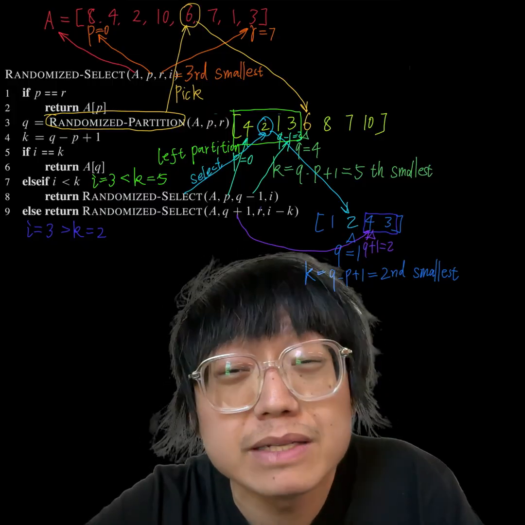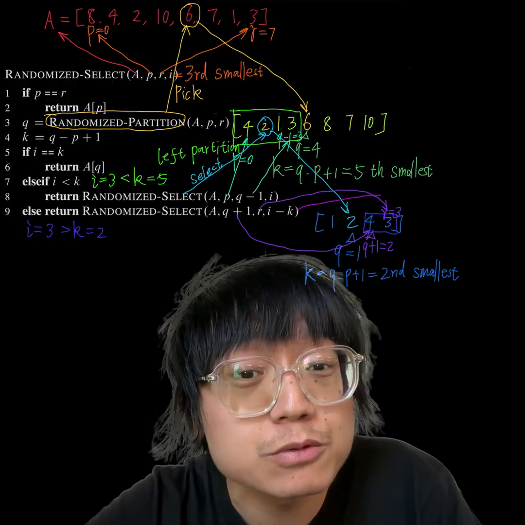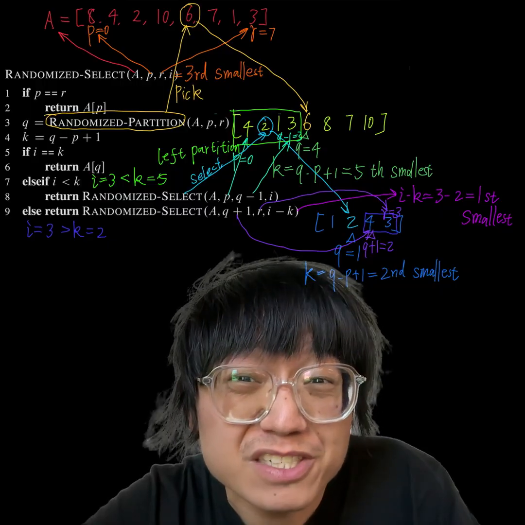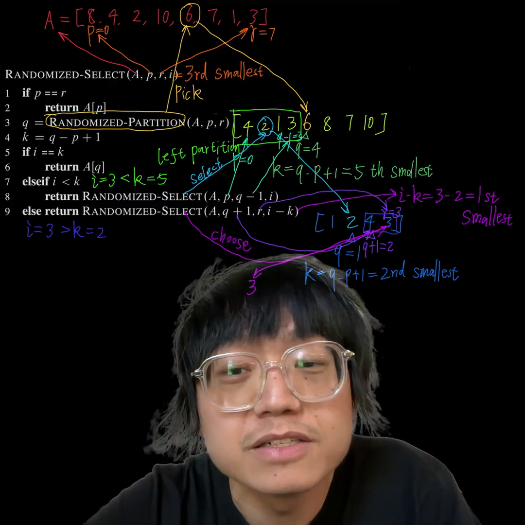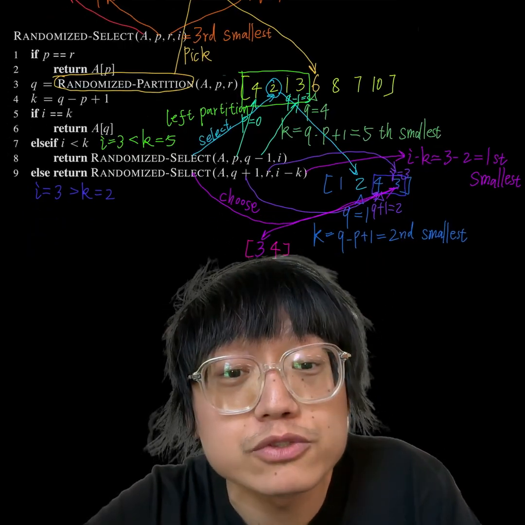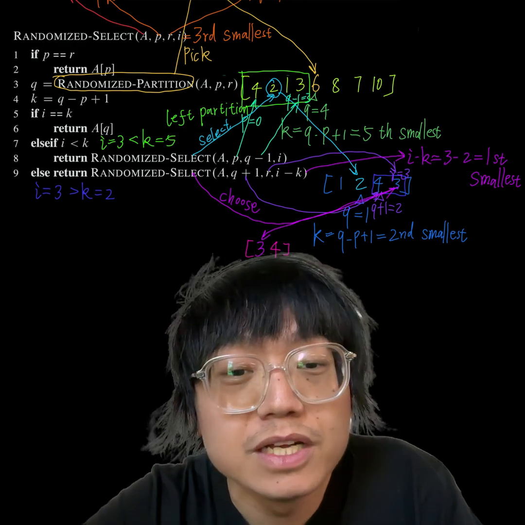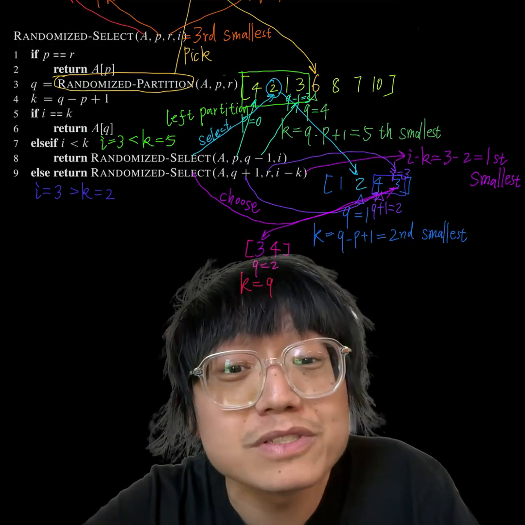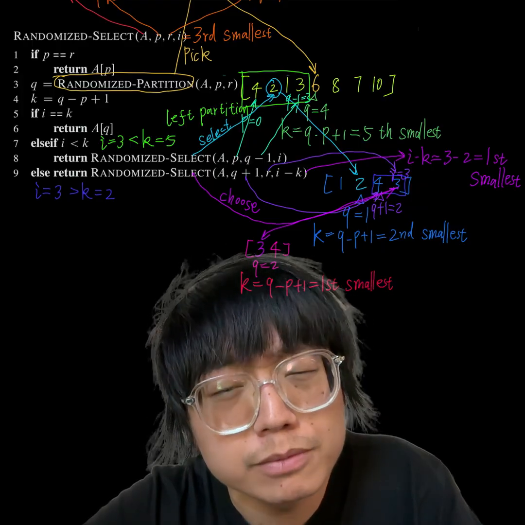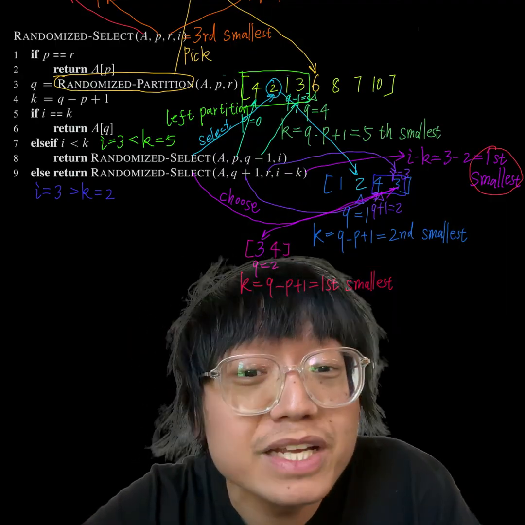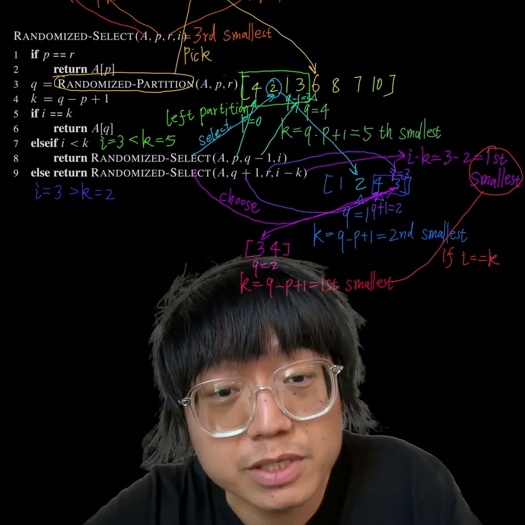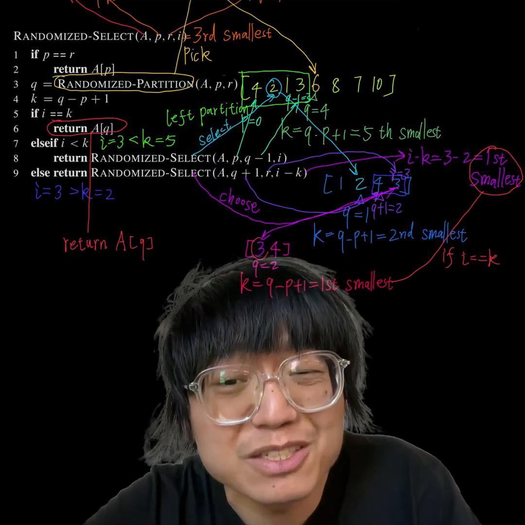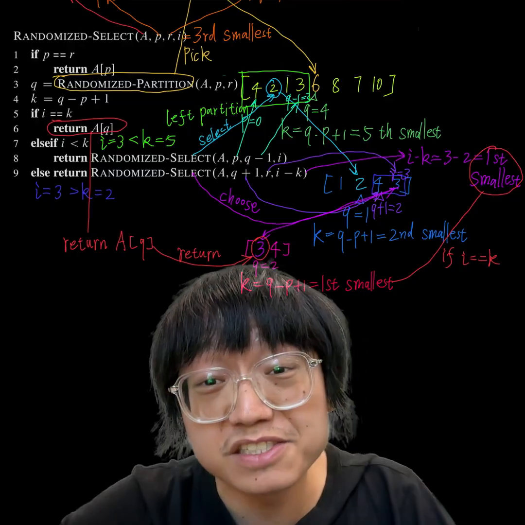We do the new call, RANDOMIZED-SELECT(A, 2, 3, 3 minus 2), which gives RANDOMIZED-SELECT(A, 2, 3, 1). So now let's focus on 4 and 3 to find the first smallest in this subarray. For the final step, we assume the randomized partition chooses 3, which gives us 3 and 4. So the pivot 3 is at index q equals 2, and k equals q minus p plus 1, which is 2 minus 2 plus 1, which is 1. That means 3 is the first smallest in the subarray 3 and 4, and since i equals 1, it matches k, right? So we just return A at q, which is A at 2, which is 3. So the third smallest element in this array A is 3.